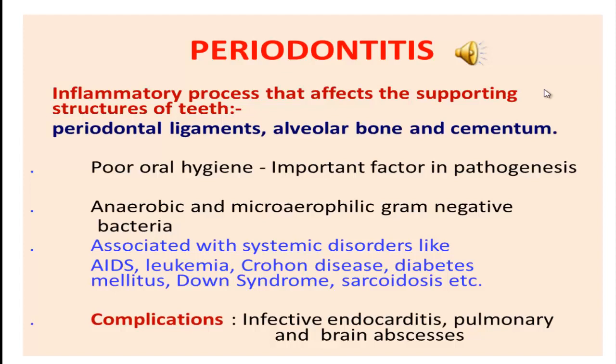One of the very important factors in the pathogenesis of periodontitis is poor oral hygiene. A dramatic shift in the type and number of the oral bacteria is the main cause of periodontitis. The main pathogenic organisms are the anaerobic and microaerophilic gram-negative bacteria. Periodontitis is also associated with systemic disorders like AIDS, leukemia, Crohn's disease, diabetes mellitus, Down syndrome, sarcoidosis, and syndromes associated with polymorphonuclear defects. Periodontitis can lead to infective endocarditis, pulmonary and brain abscesses, and adverse pregnancy outcome.